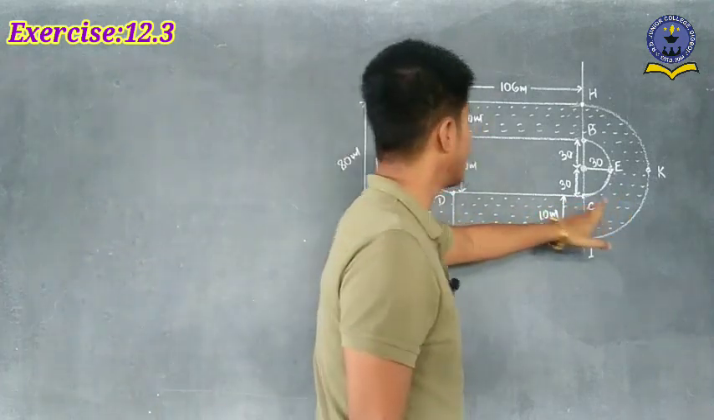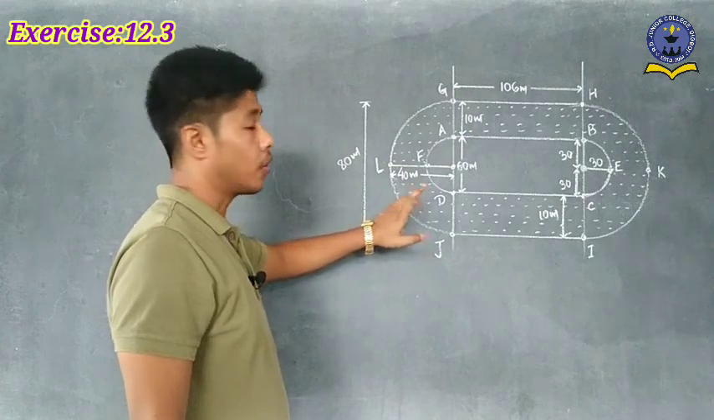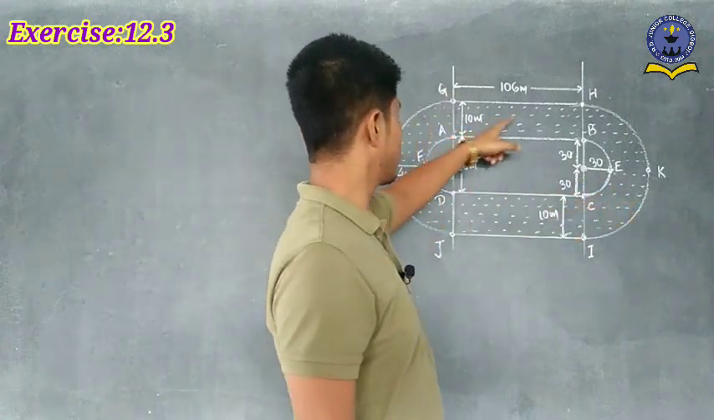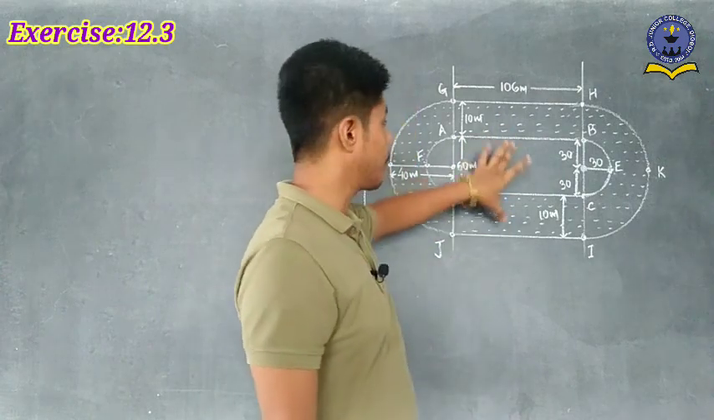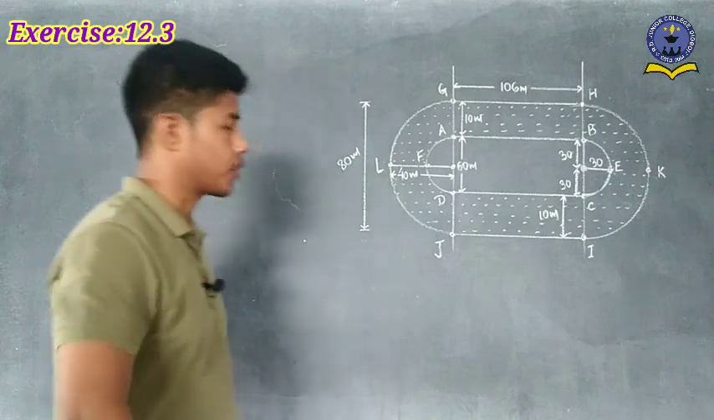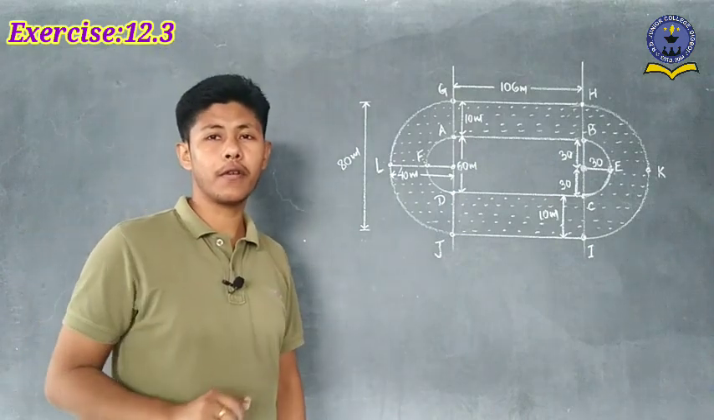And how many such portions are there? One portion is this one, another portion is this one. So if we add these two, then we get the area of these two portions, as well as the two rectangular lengths are here. And if we add these, then finally we get the area of this portion. Is it clear? I think all of you understood this one.